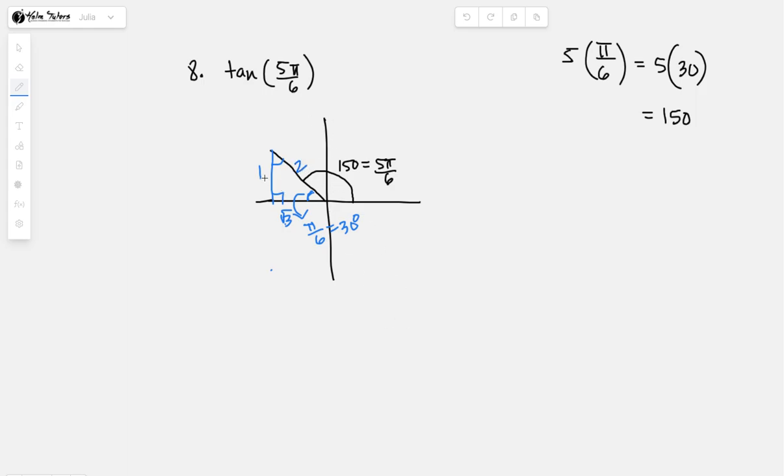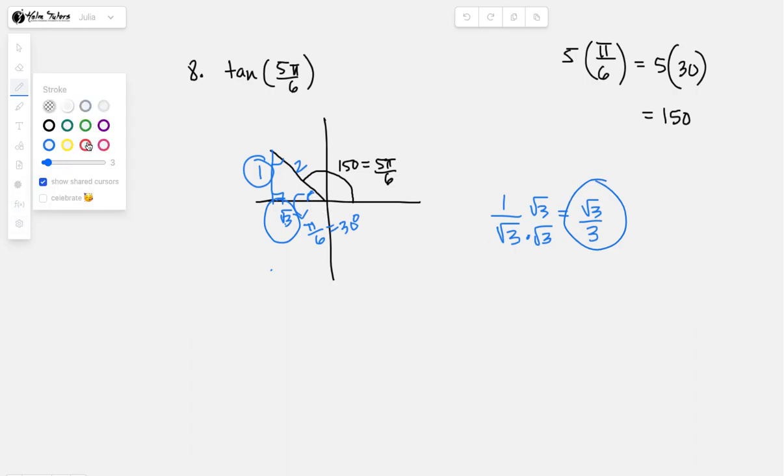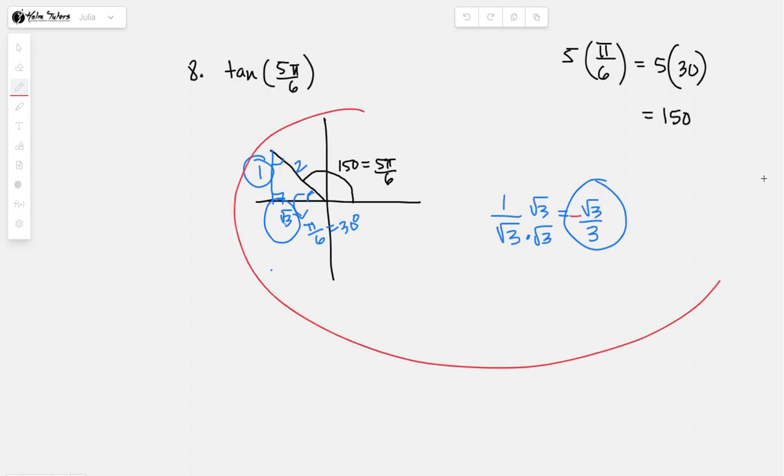Since you're talking tangent, tangent is opposite over adjacent, so that's 1 over root 3. Rationalize, multiply by root 3 here and here, so that's root 3 over 3. The only thing you need to keep in mind is, is it positive or negative? What do you say? Yeah, exactly. Tangent is positive in the third quadrant. We're in the second quadrant, so you throw in a negative sign right here. You could do all of this work away from where the question is written, but finally, at the end, it equals negative root 3 over 3.